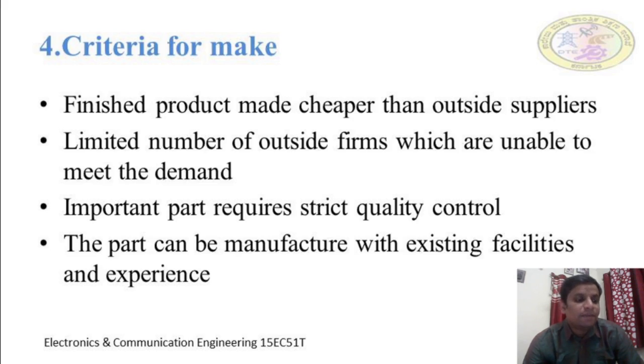Second factor is limited number of outside firms which are unable to meet the demand. Limited number ಅಂದ್ರೆ ಮಿನಿಮಮ್ ನಂಬರ್ ಆಫ್ ಔಟ್ಸೈಡ್ ಫರ್ಮ್ಸ್ನ ನಾವು ಡಿಮ್ಯಾಂಡ್ ಮೀಟ್ ಮಾಡೋಕ್ಕಾಗುತ್ತೋ ಇಲ್ಲೋ ಅದು ಒಂದು ಫ್ಯಾಕ್ಟರ್ ವೈಲ್ ಮೇಕಿಂಗ್ ಎ ಡಿಸಿಷನ್. ಅಂದರೆ ನಂಬರ್ ಆಫ್ ಡಿಮ್ಯಾಂಡ್ ನಾವು ಇನ್ ಟೈಮಲ್ಲಿ ಸಪ್ಲೈ ಮಾಡ್ತೀವಲ್ಲೋ ಕಸ್ಟಮರ್ಸ್ಗೆ ಇಫ್ ಎಟ್ ಆಲ್ ವಿ ವಾಂಟ್ ಟು ಮ್ಯಾನುಫ್ಯಾಕ್ಚರ್ ಅವರ್ ಸೆಲ್ಸ್. ನೆಕ್ಸ್ಟ್ ಸ್ಟೆಪ್ ಈಸ್ ಆರ್ ನೆಕ್ಸ್ಟ್ ಕ್ರೈಟೀರಿಯಾ ವಿ ನೀಡ್ ಟು ಕನ್ಸಿಡರ್ ಈಸ್ ಇಂಪಾರ್ಟೆಂಟ್ ಪಾರ್ಟ್ ರಿಕ್ವೈರ್ಸ್ ಸ್ಟ್ರಿಕ್ಟ್ ಕ್ವಾಲಿಟಿ ಕಂಟ್ರೋಲ್.